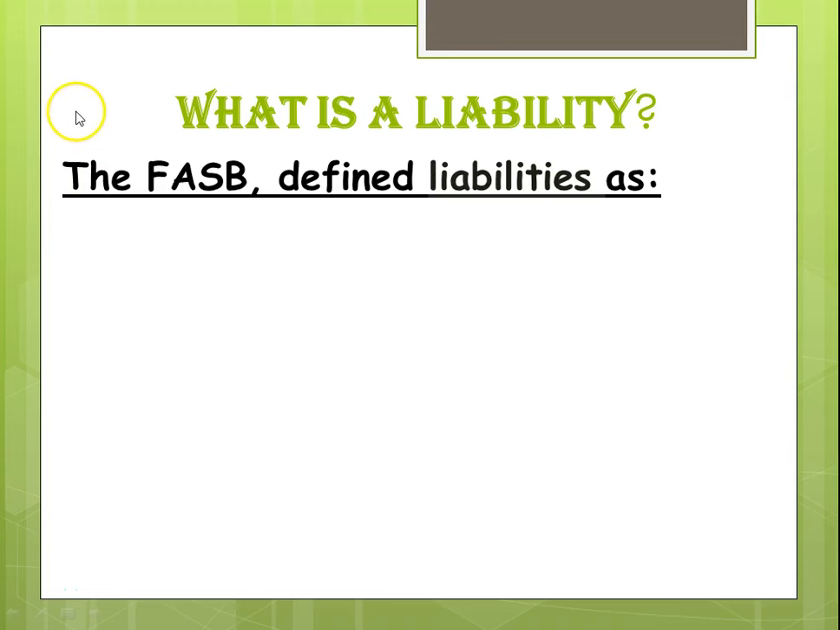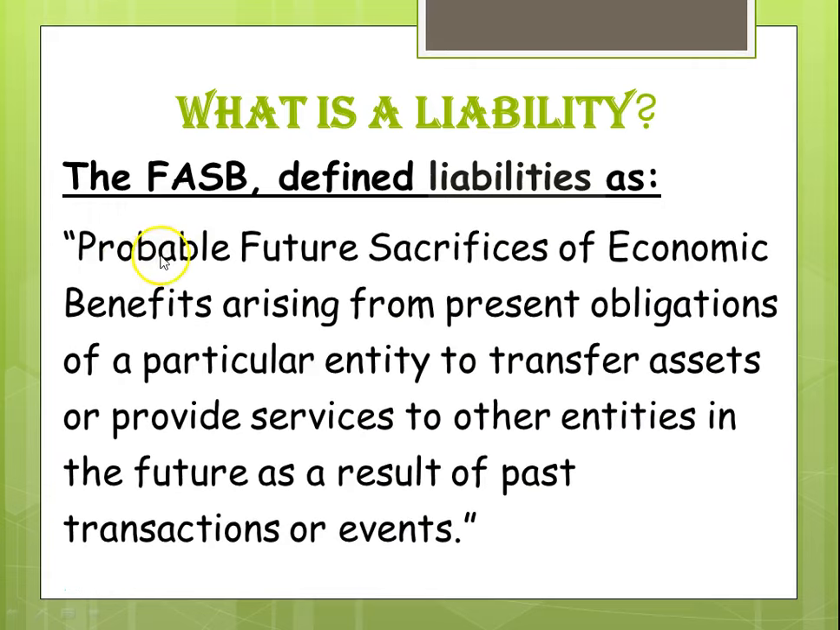What is a liability? Well, the FASB defines liabilities as probable future sacrifices of economic benefits arising from present obligations of a particular entity to transfer assets or provide services to other entities in the future as a result of past transactions or events. Let's see. A current event creates a future obligation, would be to me a little simpler.